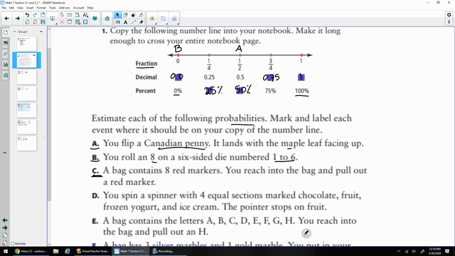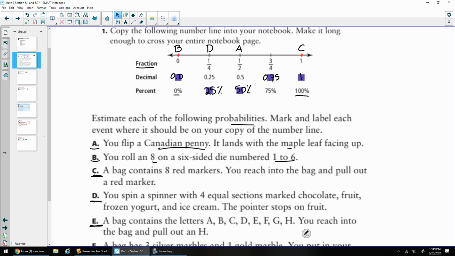So getting the outcome that it's red, it's an 8 out of 8 chance or a 100% chance. So that event would be over on the right side by the 1. Okay, D, you spin a spinner with 4 equal sections marked chocolate, fruit, frozen yogurt, and ice cream. The pointer stops on fruit. So that pointer could have stopped on 4 different places. It stopped on that one of them, fruit, so that's 1 out of 4. And so that's going to be here. D would be here at 25%.